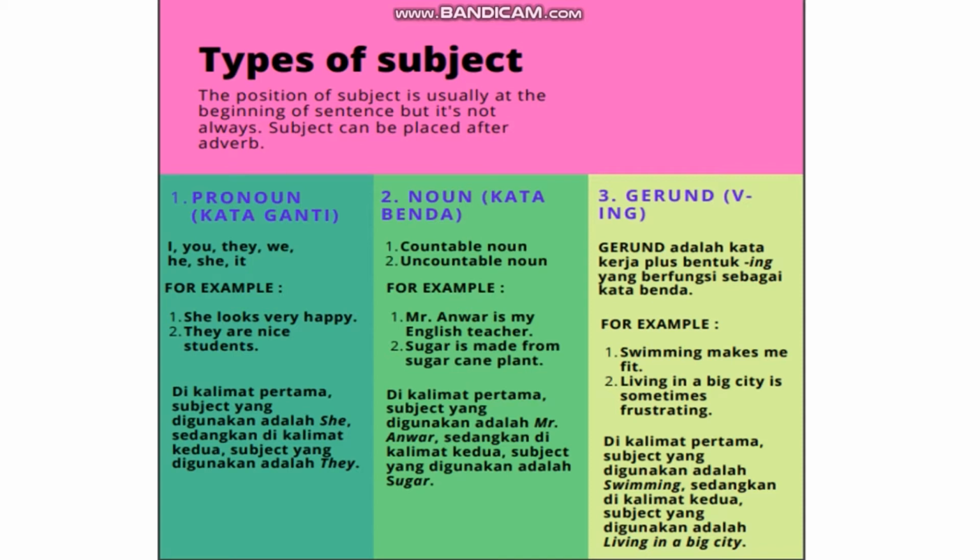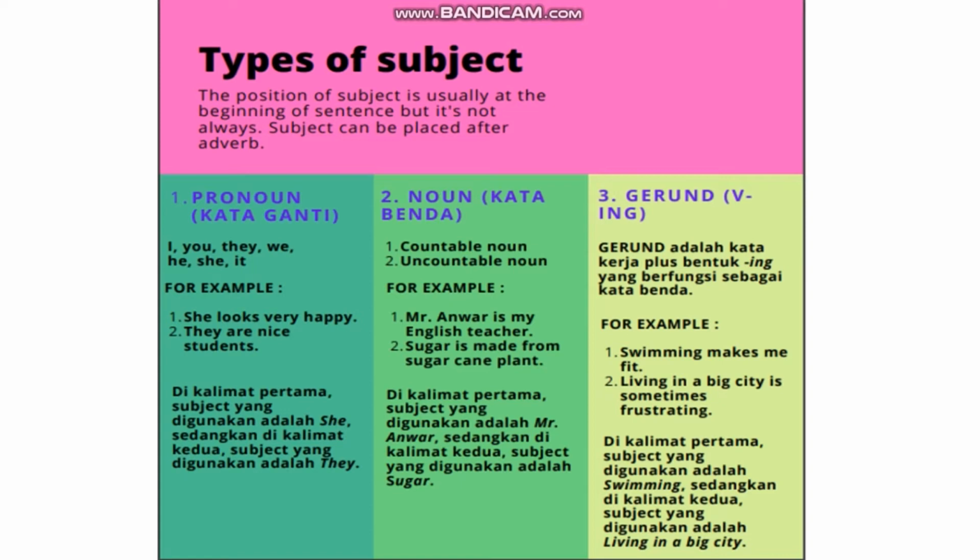Now let's move on to the next one. The second type of subject in English is called noun. There are two types of noun in English. The first one is countable and the second one is uncountable. Countable noun means that the noun can be counted. The words like books, pencil, chairs, tables, and etc. are the examples of countable noun.